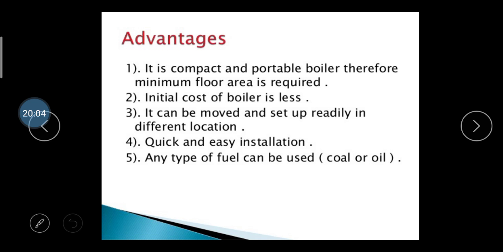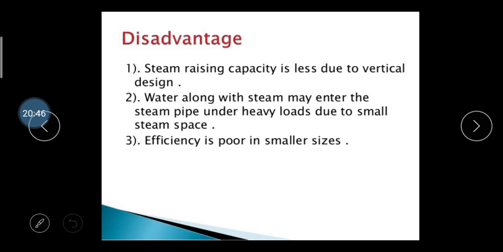First, it is a compact and portable boiler, therefore minimum floor area is required. Second, the initial cost of this boiler is very low. Third, it can be moved and set up readily in different locations. Fourth, quick and easy installation of this boiler is very inexpensive for any organization. Fifth, any type of fuel can be used, like coal or oil, in this Cochran boiler. Then, what are the disadvantages of this boiler?